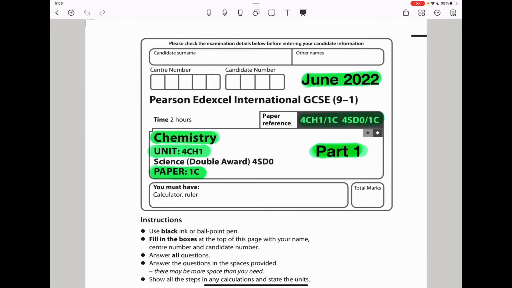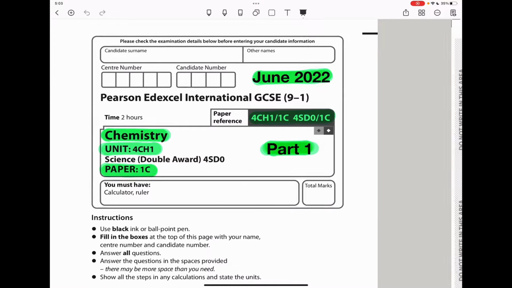Today we are doing the Pearson Edexcel International GCSE Chemistry Paper 1C for June 2022. This is the part 1 video. I will do 2 more videos and put their links in the description box. So let's begin with question 1.